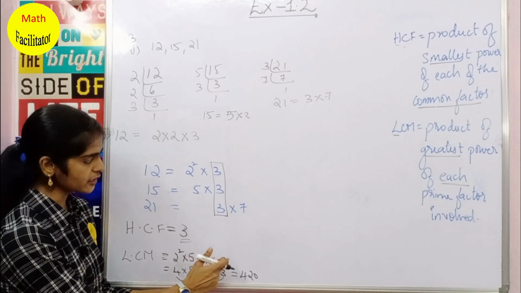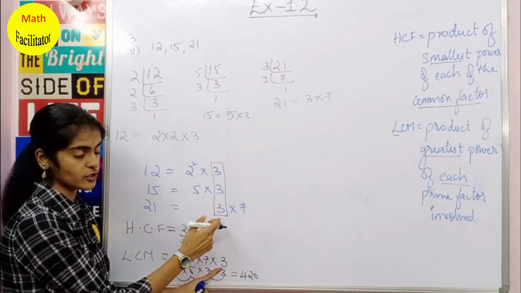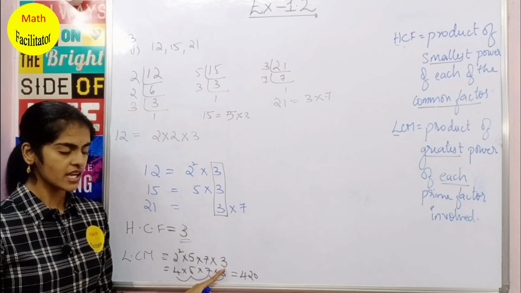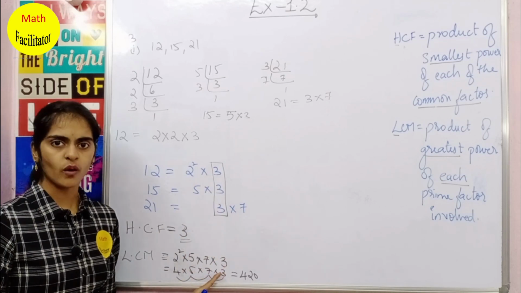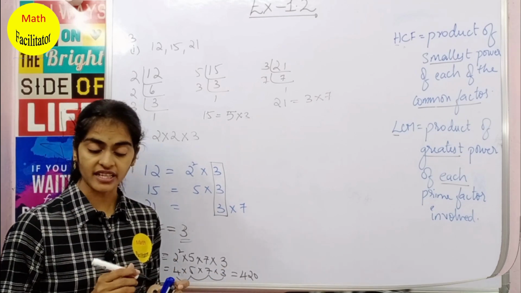So for this 3, you will not write 3 multiplied by 3 multiplied by 3. You will write 3 only once. You will take the highest power which is multiplied. Okay, highest power of 3. Here the highest power is nothing but 1. So you have taken 3 one time. Okay, we shall do the next problem, it will be very clear for you.